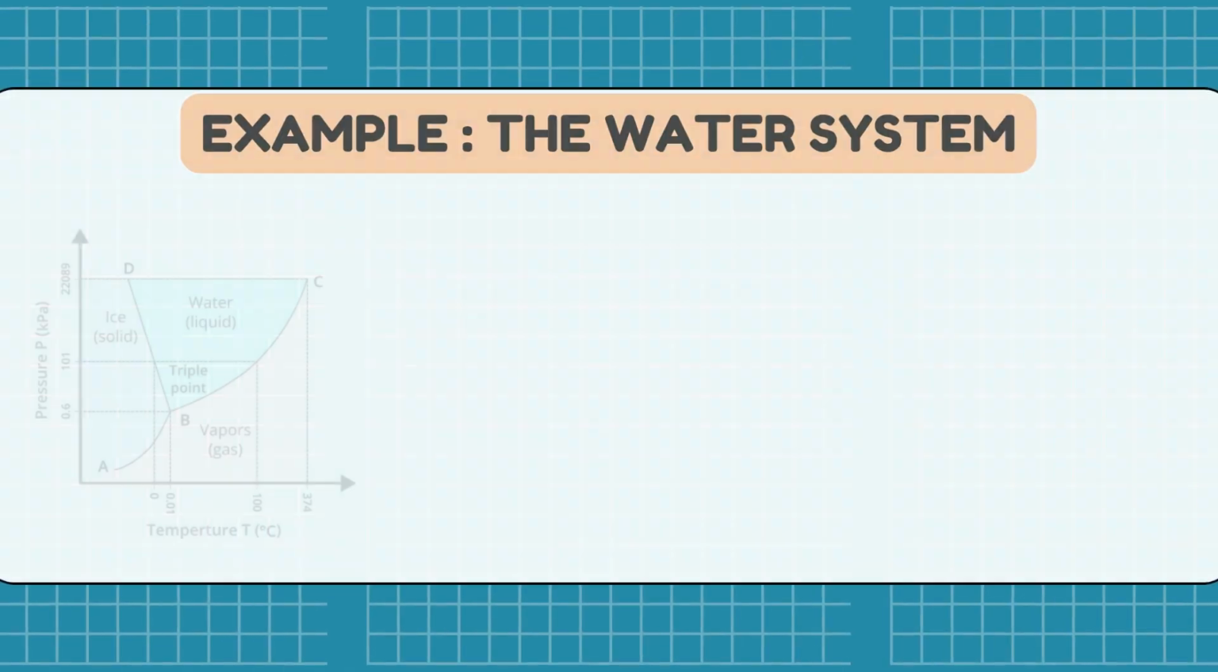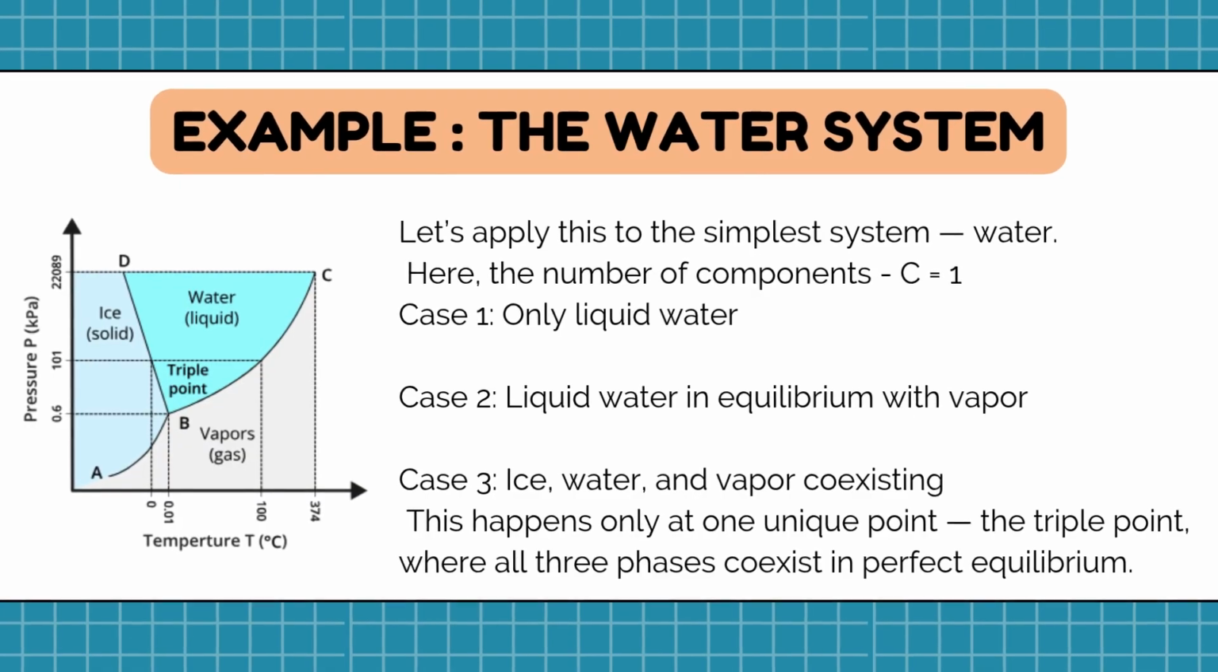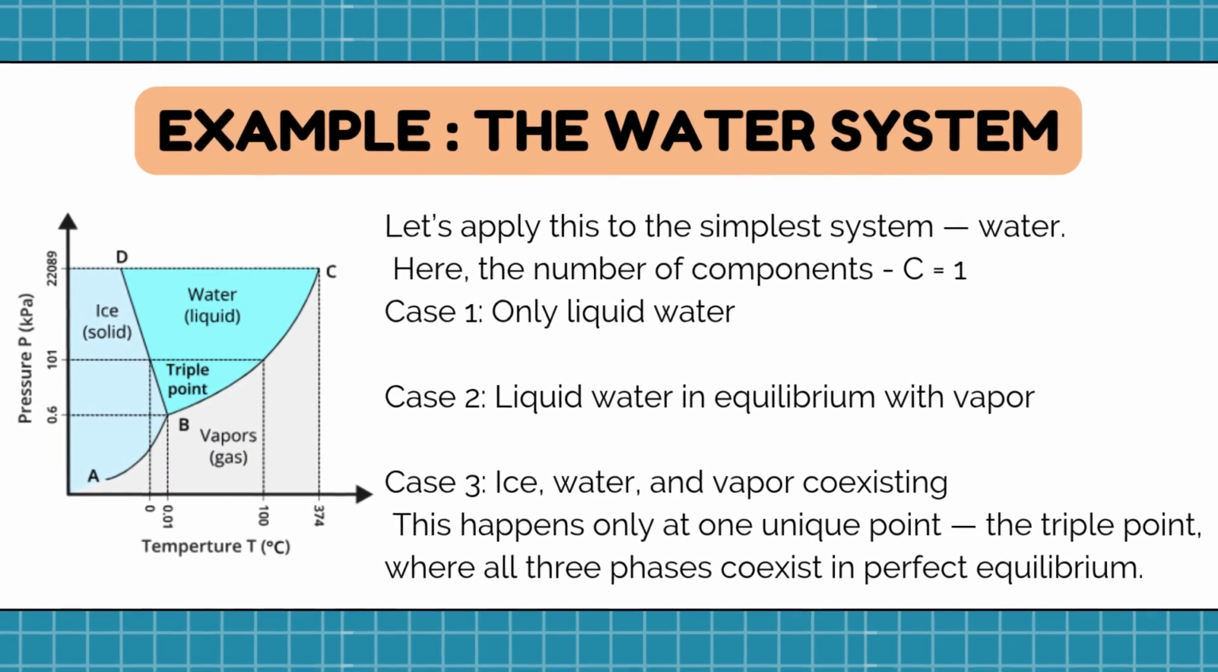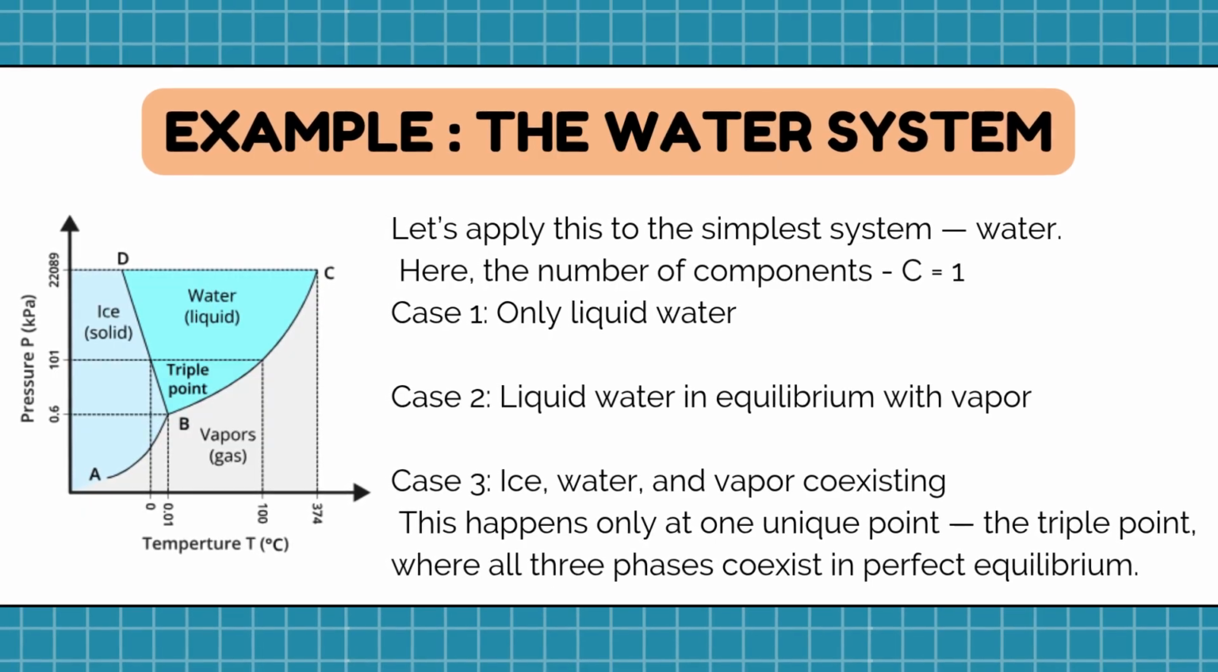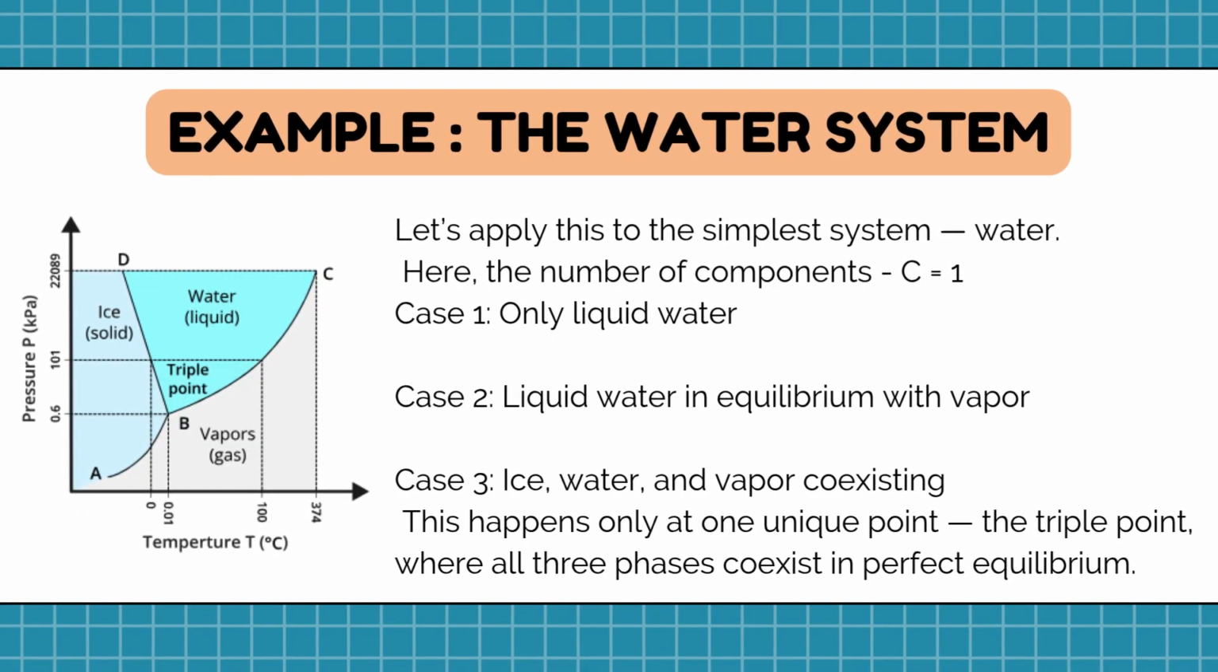Now, let's apply the phase rule to the simplest and the most familiar system, which is water. For water, the number of components is 1, that is C = 1. Let's look at three different cases. Firstly, we have case 1, only liquid water. Here there is just one phase, therefore P = 1. And when we calculate the equation for F, we get F = 2. This means that the system is bivariant.